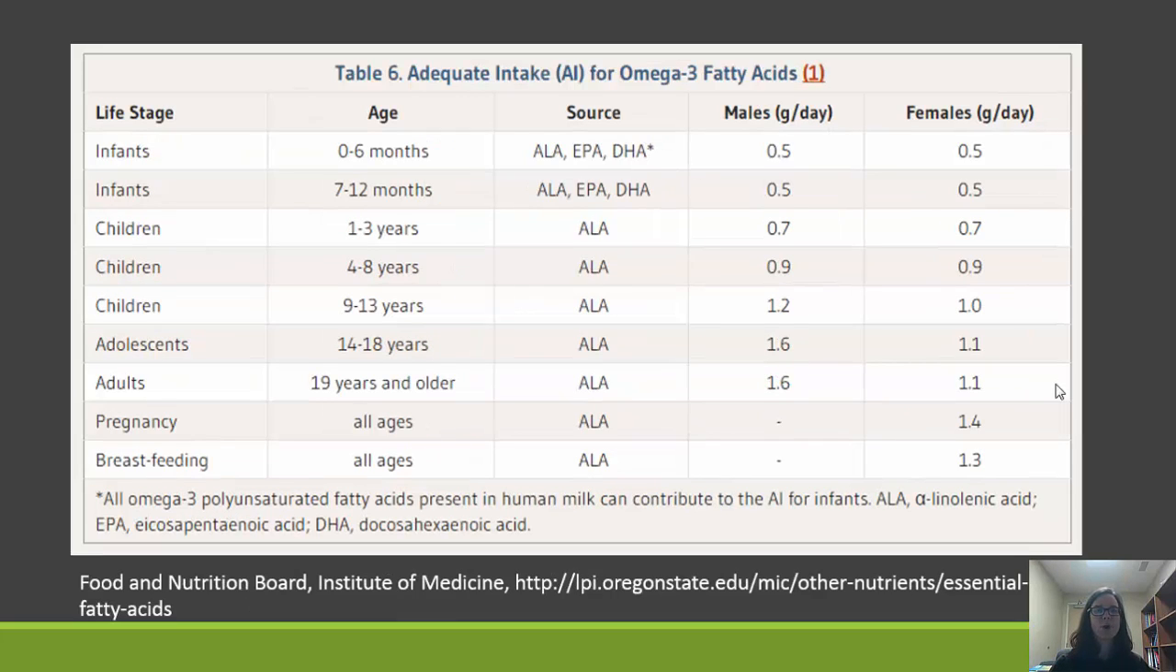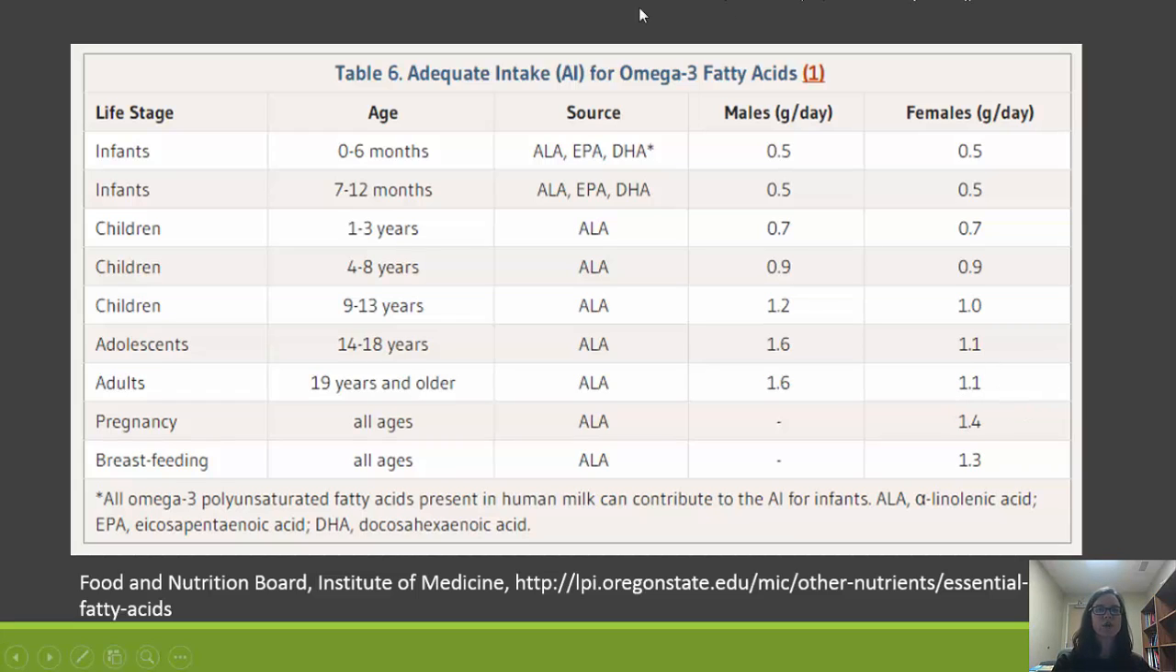And then for omega-3s, our adequate intake, notice that the source for all of these is ALA. And this is a really recent table. We have also EPA and DHA listed for infants, and that's because there is EPA and DHA in the breast milk, so increasingly we're putting them into a formula to mimic the breast milk. The main numbers you need to look at here are 1.6 grams a day. That's considered an adequate intake for males, and 1.1 for females.